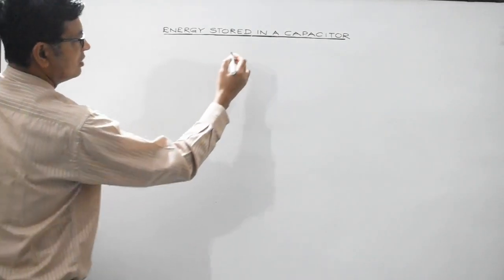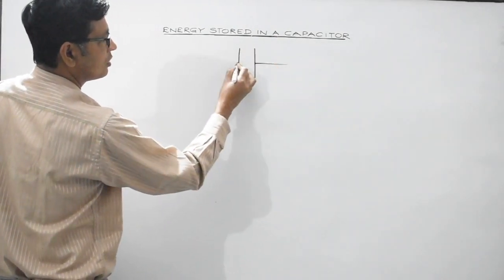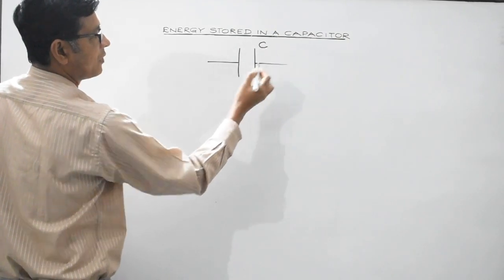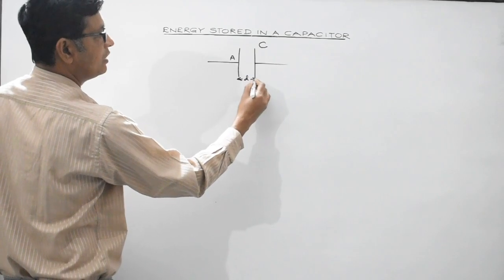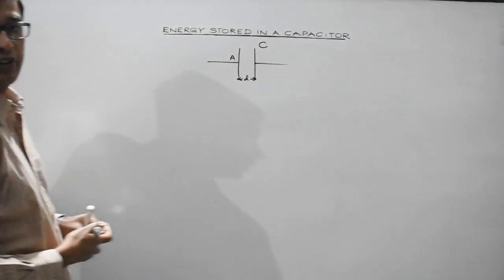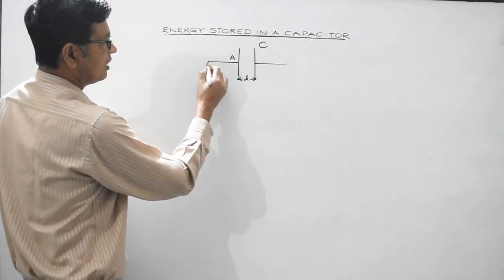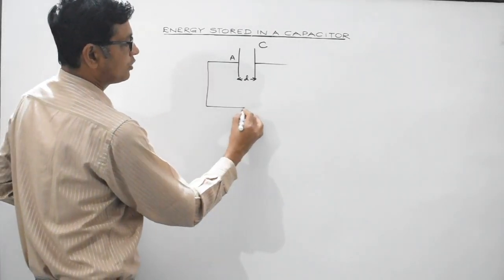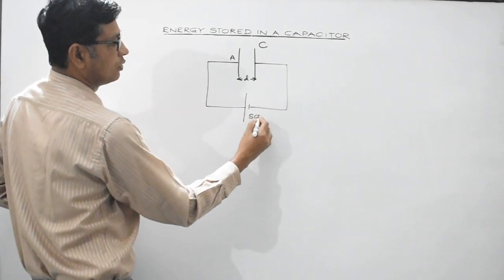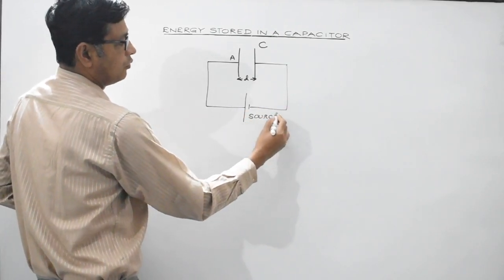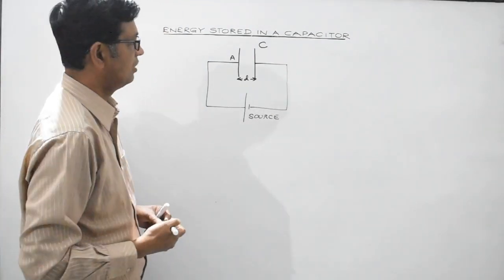So as you are aware, this is the symbol for a capacitor. Suppose its capacitance is C, the area of each plate is A, and let d be the small separation between the two plates under consideration, right? Let us consider the two plates of the capacitor connected to a source. This is the source, which will maintain a constant potential difference across the plates of the capacitor.